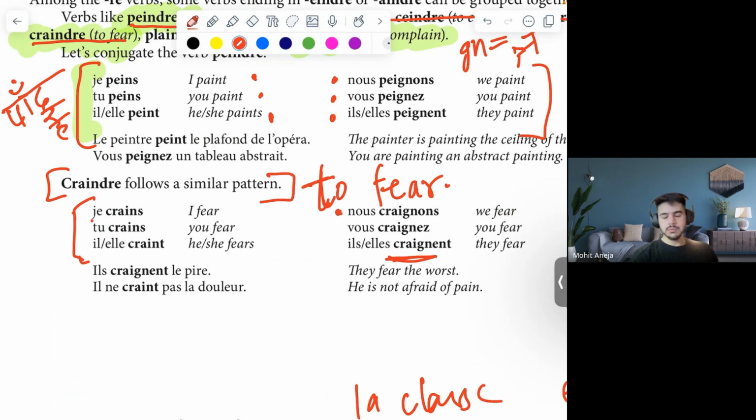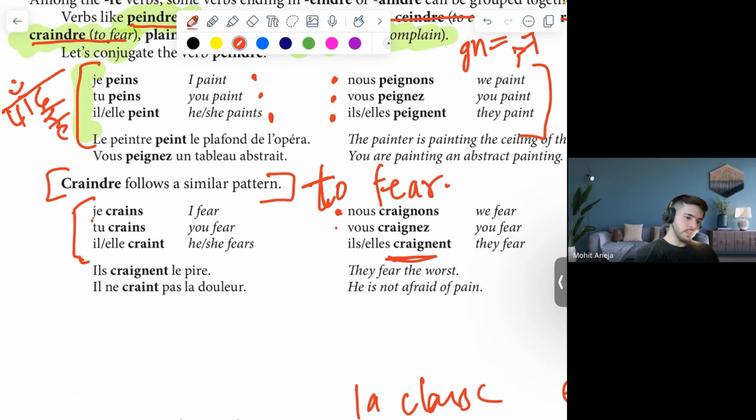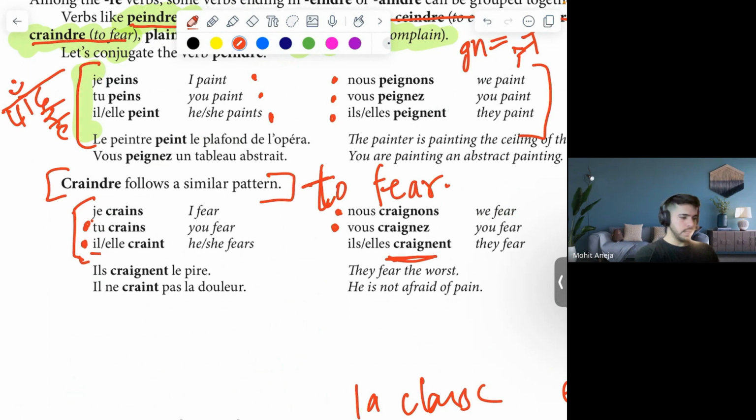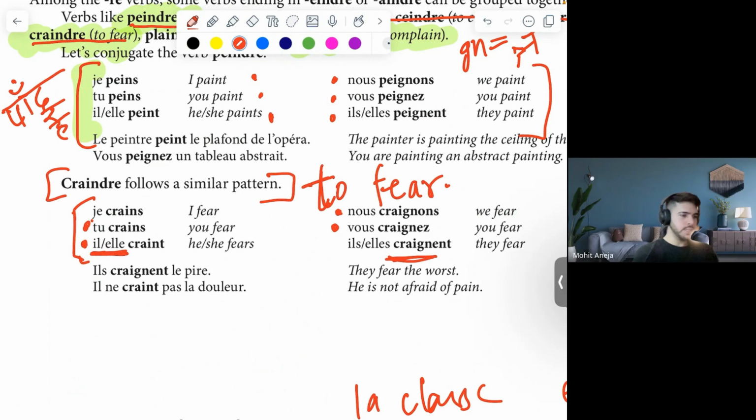Can Desika say the verb with nous? Nous craignons. Hussein, can you say the one with vous? Vous craignez. And Jessica, can you say this? Tu crains. Yeah, crains. And Hussein, can you say this? Il craint, the simple one, without the S. Oh, okay. Very nice. So this means I fear, they fear, he fears, we fear. You understand the gist.